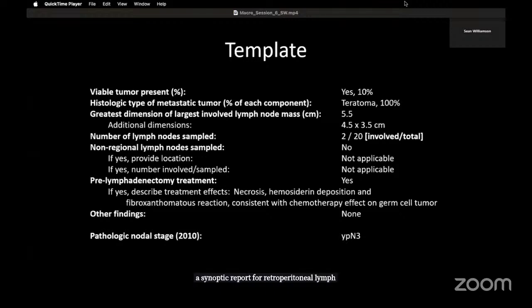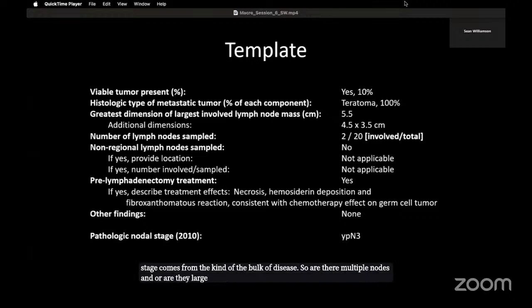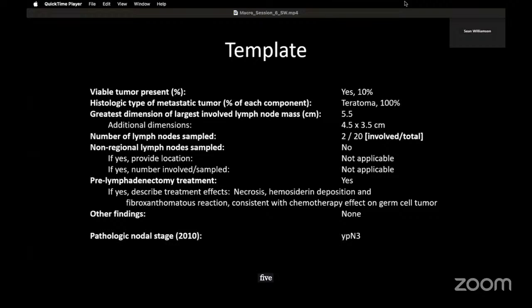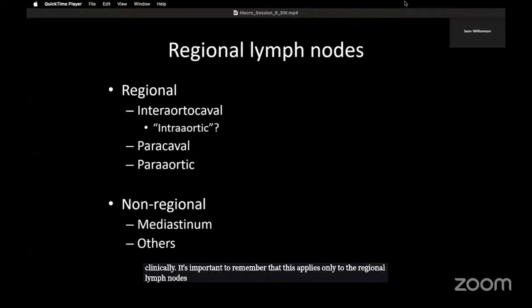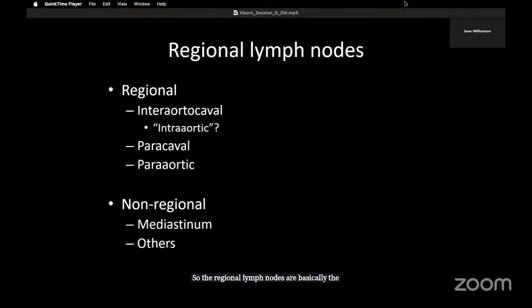But again, the overall stage comes from the bulk of disease. So are there multiple nodes or are they large? In this case, we have a 5-centimeter tumor, which would put it into the N3 stage. However, it's only teratoma, which is considered favorable clinically. It's important to remember that this applies only to the regional lymph nodes. So the regional lymph nodes are basically the ones around the aorta and the vena cava.